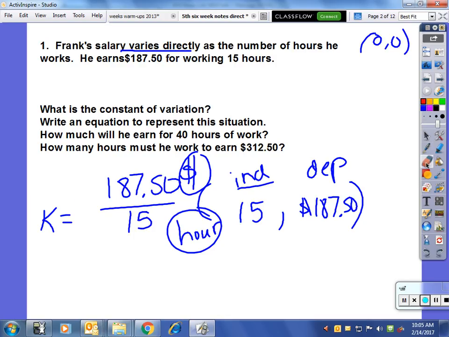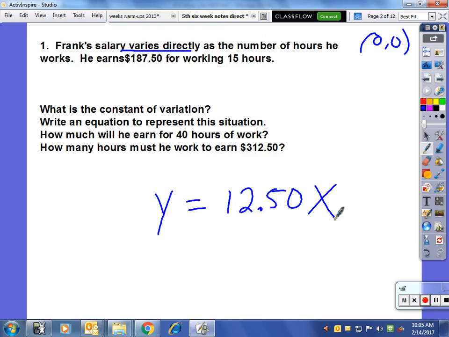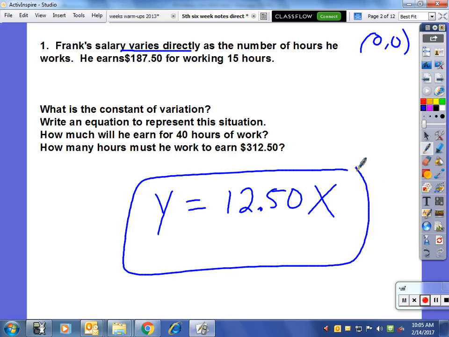So can you write the whole equation then? What's the whole equation? Y equals 12.50x. I hear a lot of talking back there. It's not Mia. All right, y equals 12.50x. That's the equation. Why did I not have to find the y-intercept? There is a y-intercept. What is it? 0. Because if he works for 0 hours, he's going to make $0.